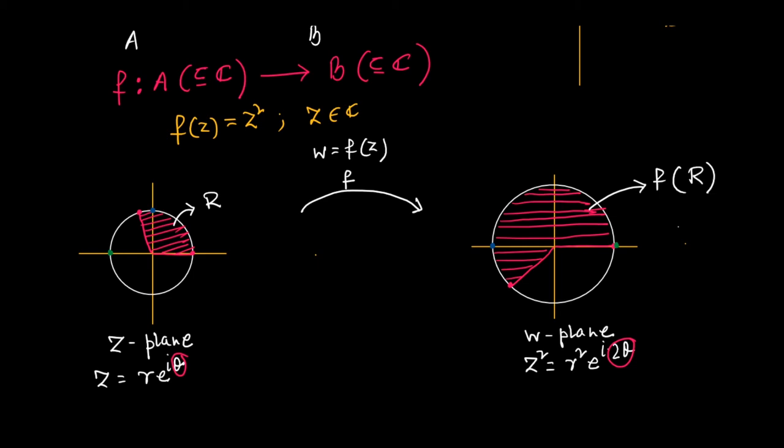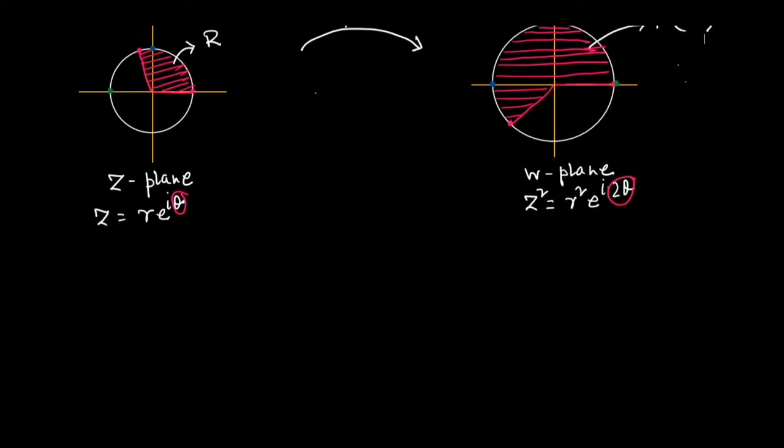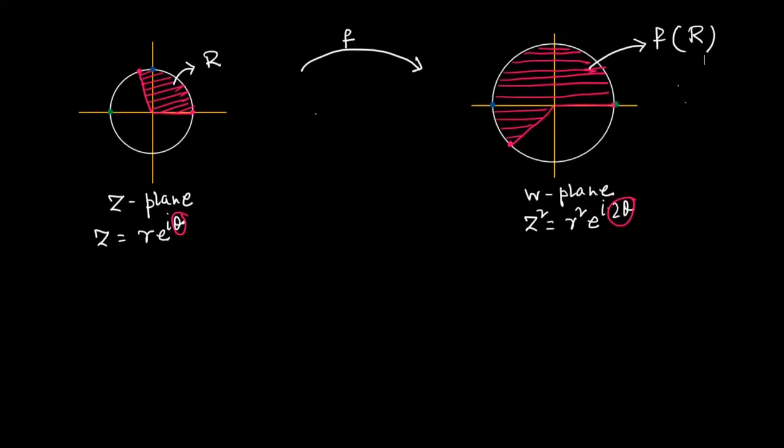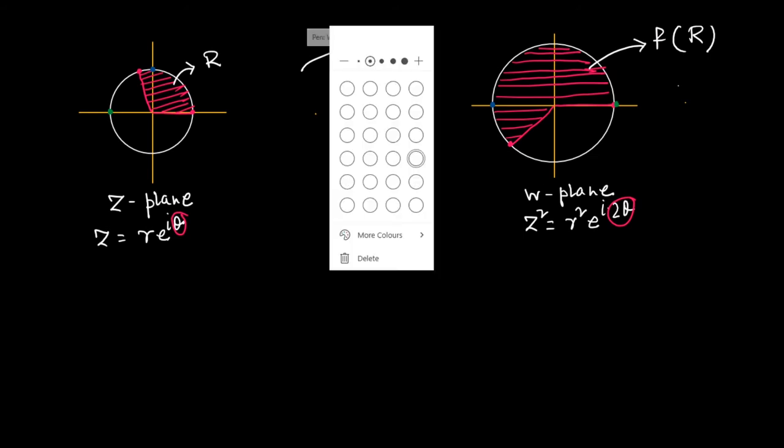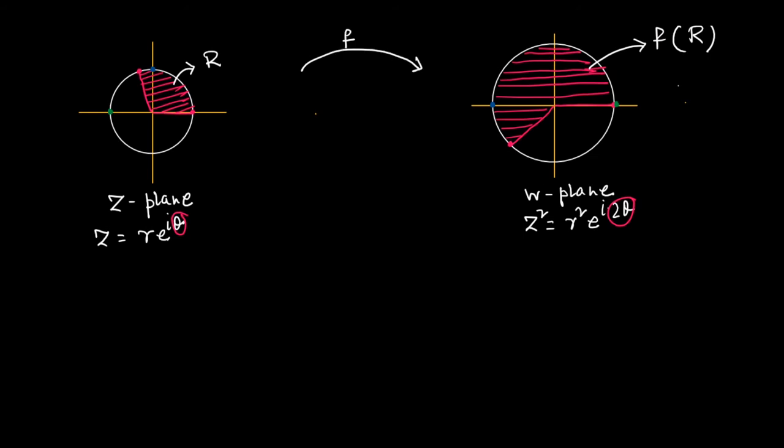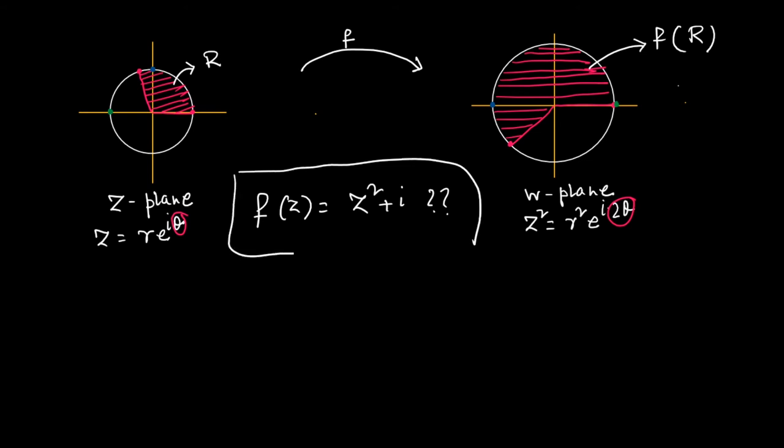So this will be the image of this region under F. So this is how we can visualize complex functions. Now, can you tell me how we can visualize F(z) equal to, say, z squared plus i? Can you tell me how we can visualize this?